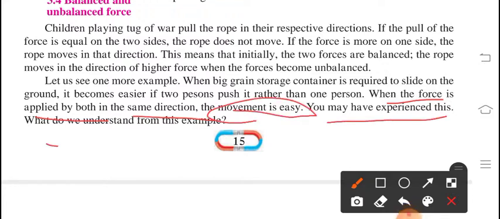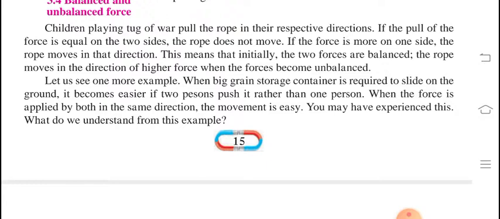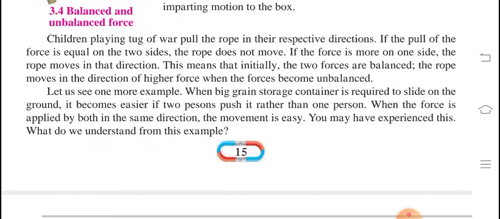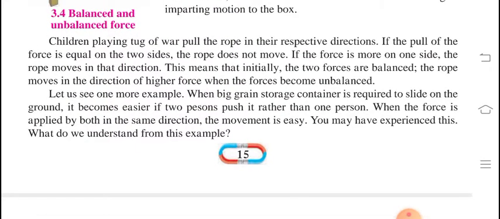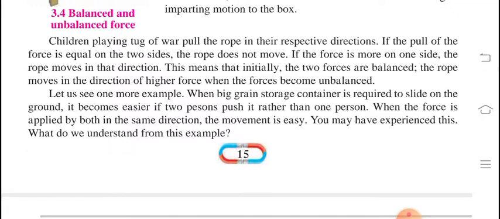What do you understand from this example? From this example we can say that if the force is equal on both sides, then whatever force comes out is a balanced force. If the force on one side is much more compared to the other side, then such a force we can say is an unbalanced force.